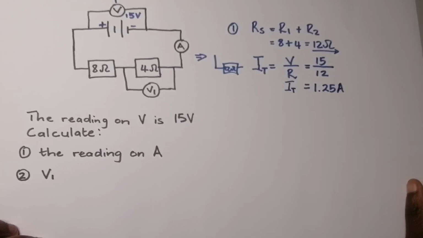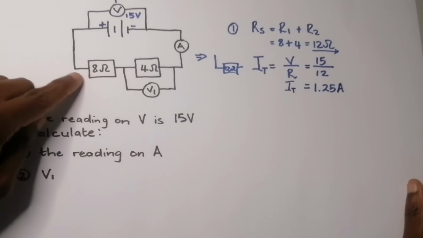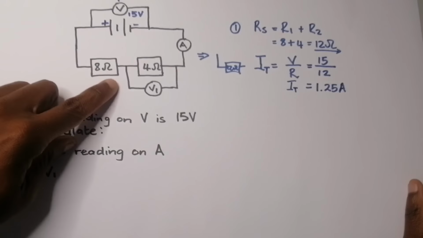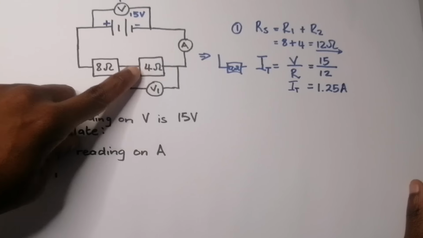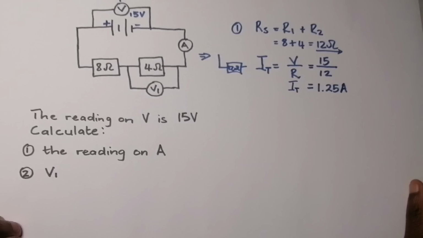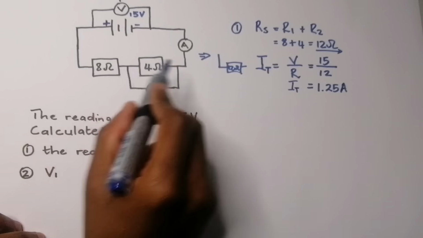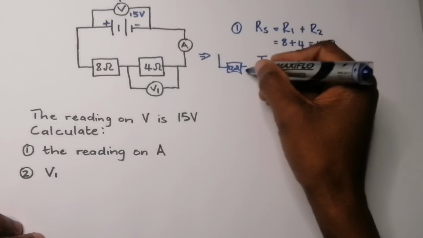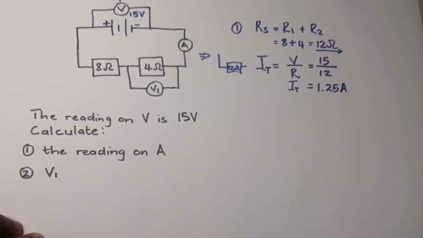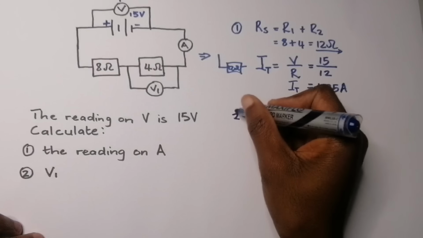Now, let's remember. So which current is passing across the 8 ohm resistor? It should be the total current, right? Which current is also passing through the 4 ohm resistor? It should still be the total current. Okay, so in this case, now that we found the total current, we know the current passing across 8 ohm. We also know the current that passes across the 4 ohm resistor. Okay, but look at this. We also know the current that passes across the 12 ohm resistor, which is the sum of these two. Okay, right. Now let's go for the second question.